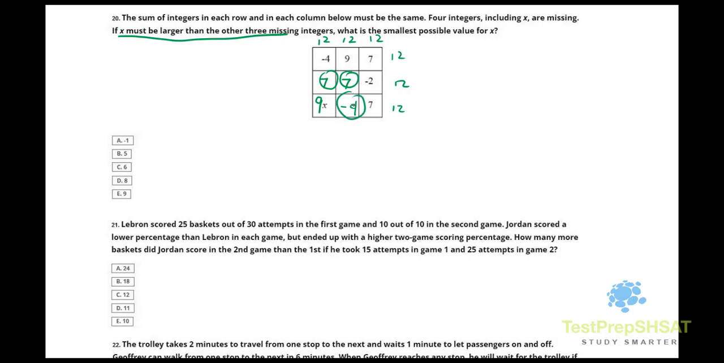9 is greater than 7 or negative 4. So far, so good. Now, let's try to optimize this. What's the smallest possible value for x? X is an integer, if we recall. Well, we tried the smaller values up to 8. The first one that worked is 9, so x equals 9 must be our answer.